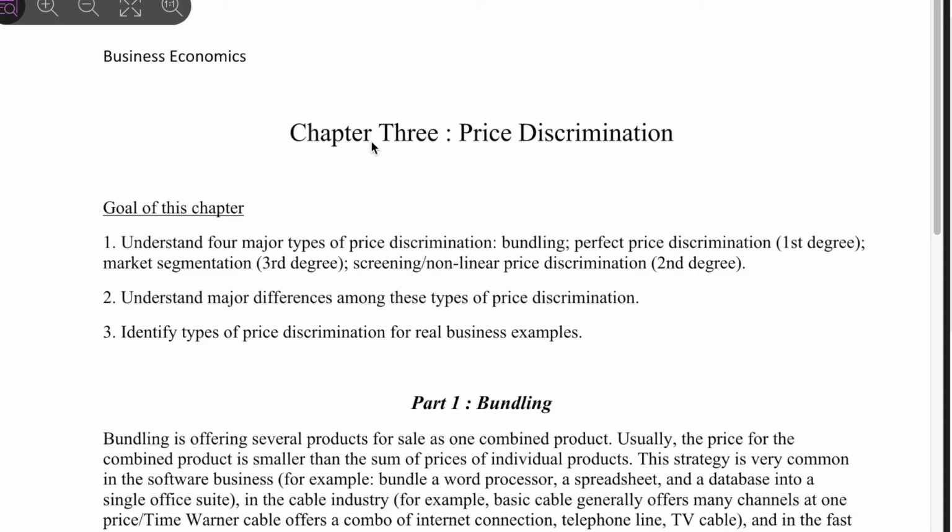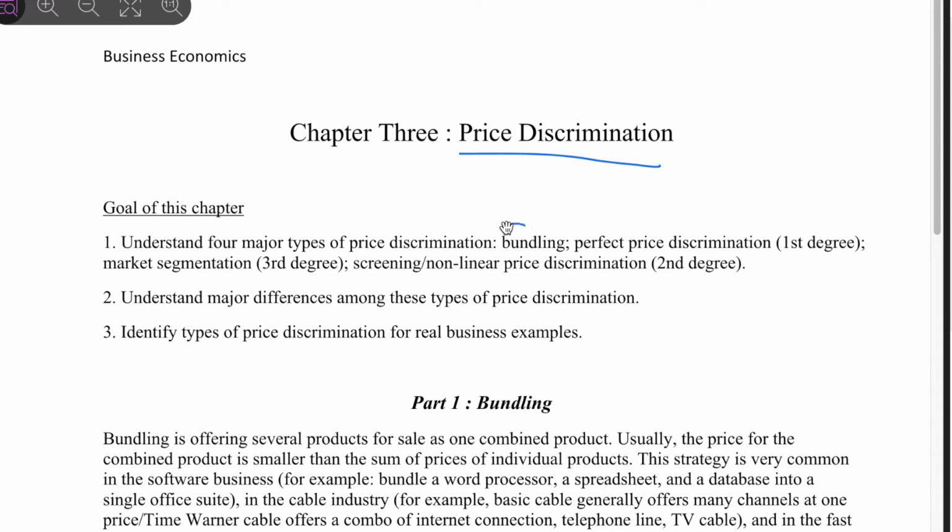We're going to start chapter 3, price discrimination. So we're going to look at how prices are set differently to different consumers, right? First, the goal of this chapter is to understand 4 major types of price discrimination.